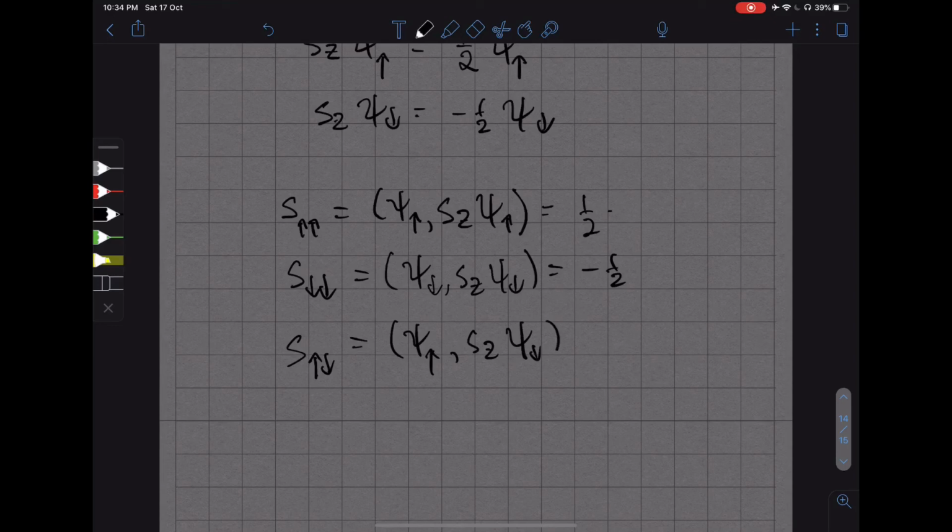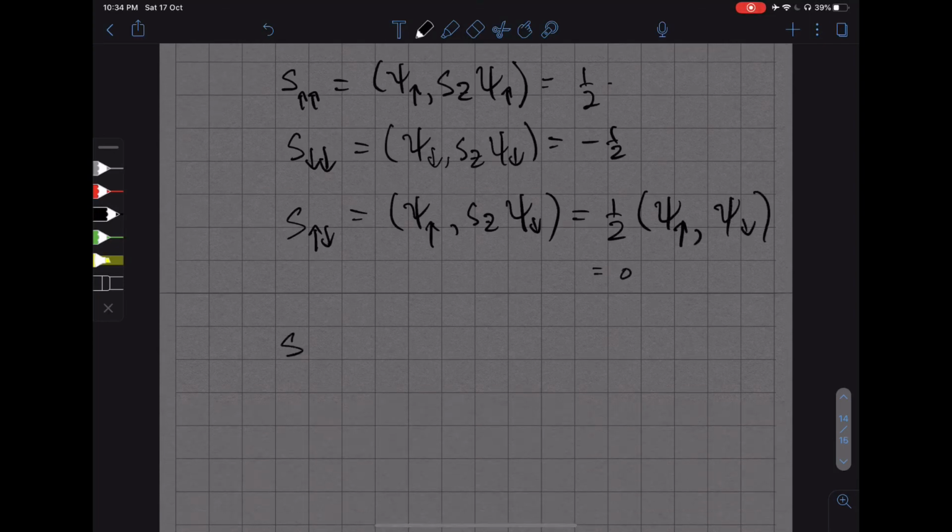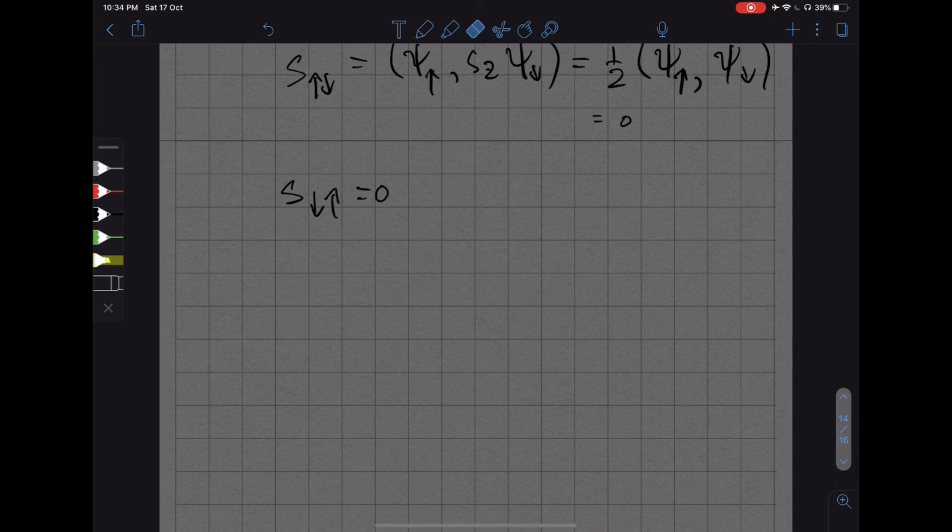If I calculate S up down, I'll get psi up, Sz psi down, and this is going to give me half times the inner product of psi up and psi down, but orthogonality tells me that this is going to be 0. Similarly, S down up is going to be 0. So the Sz operator is going to be given by half times the matrix 1, 0, 0, minus 1. This is the Sz operator.